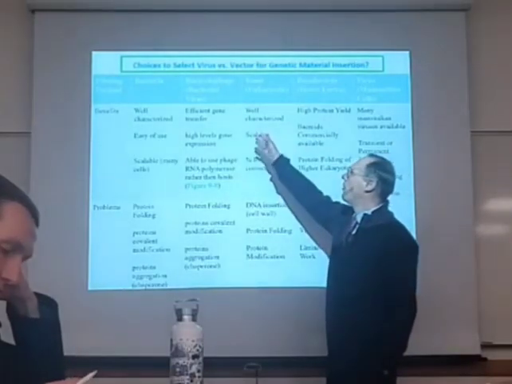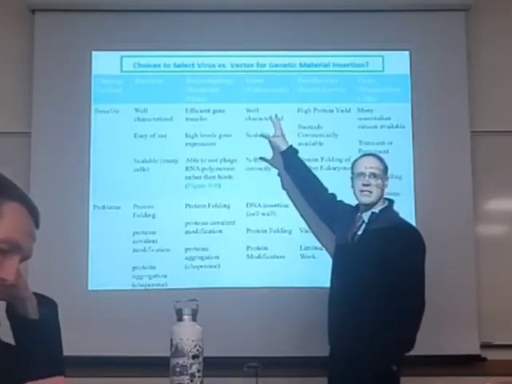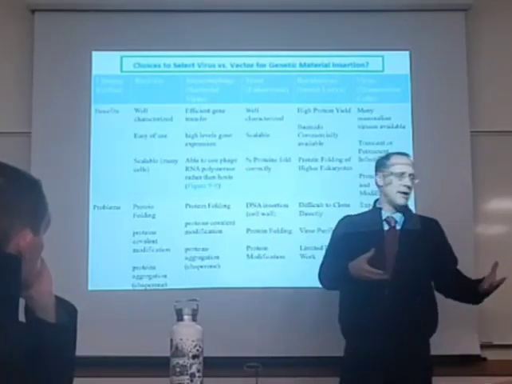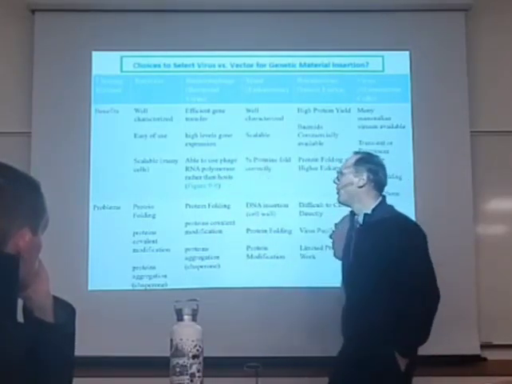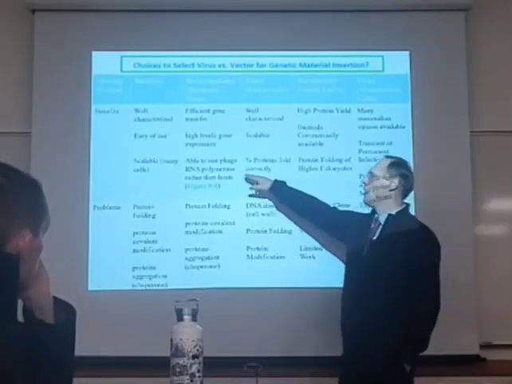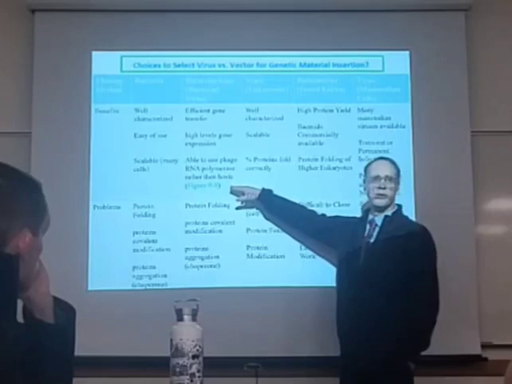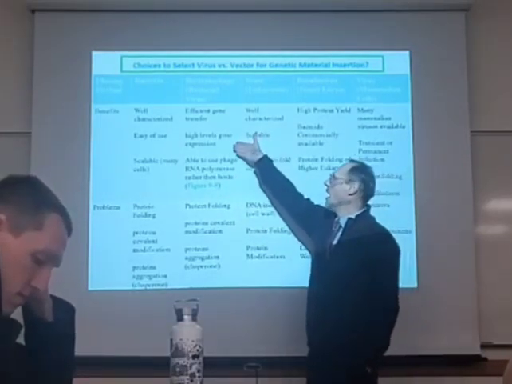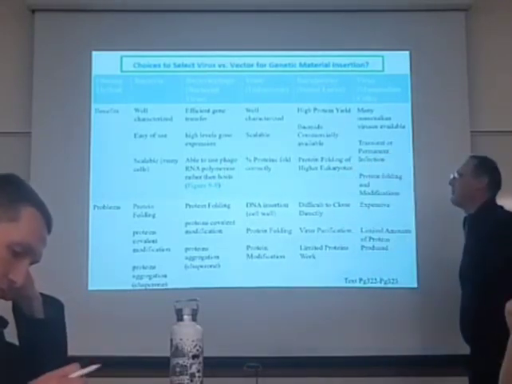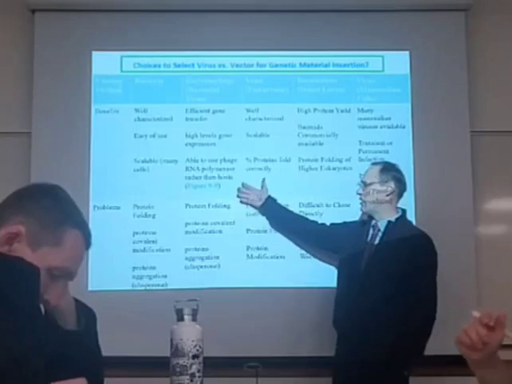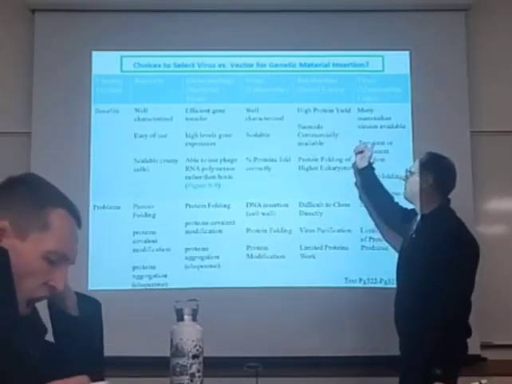Bacteriophage: a bacterial phage is a virus, so it's a virus that infects the bacteria. Can I put this in and get more information? Sure. I could use the phage's RNA polymerase rather than the host's that I just talked about. High levels of gene expression, efficient gene transfer, this all looks good. Still have problems with these things, okay?